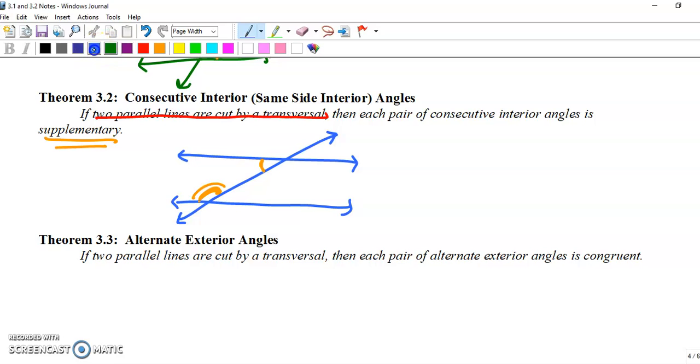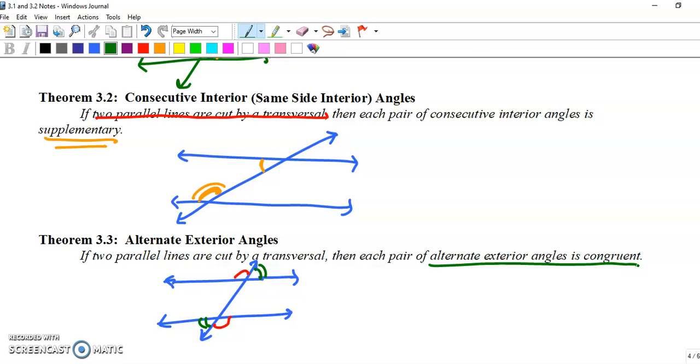Alternate exterior angles with parallel lines are congruent. So if you have alternate exteriors, those two angles are the same size, the two red ones, and the two green ones would be the same size. So all of that depends on the lines being parallel, though. You have to have parallel lines for that to be the case.